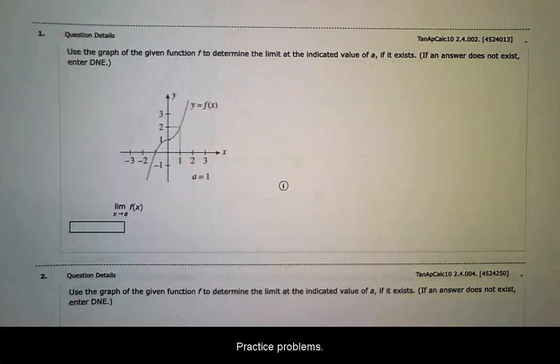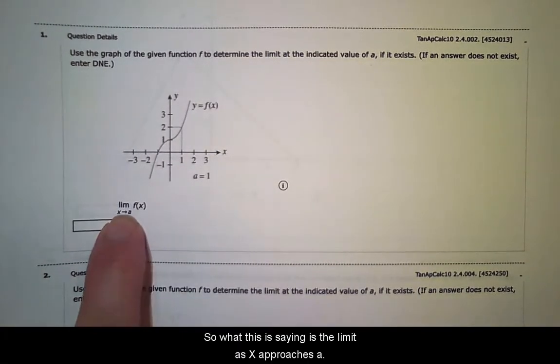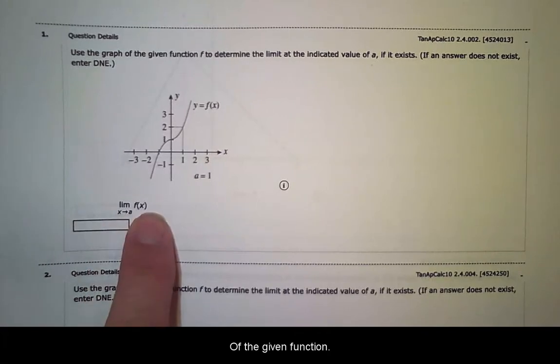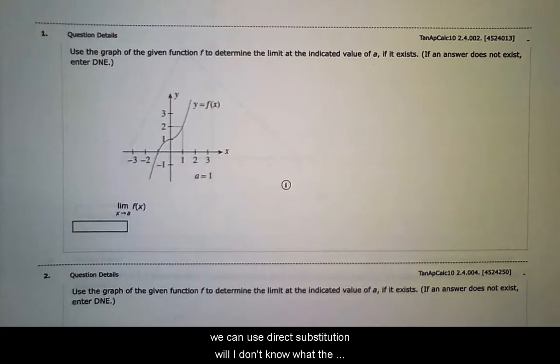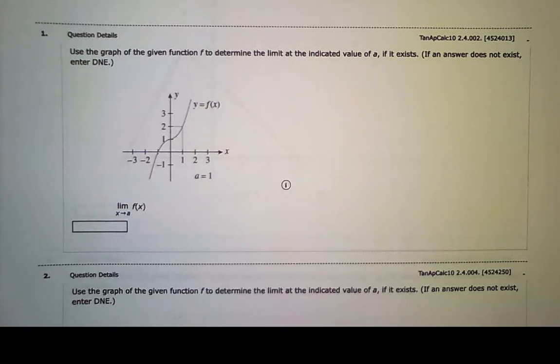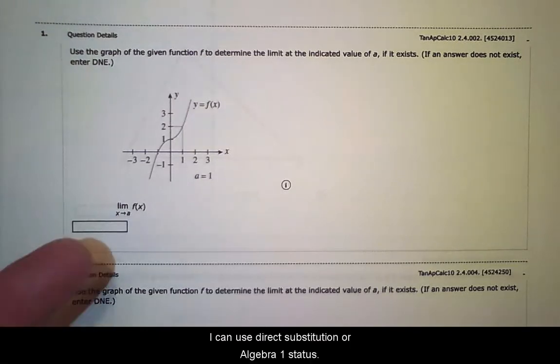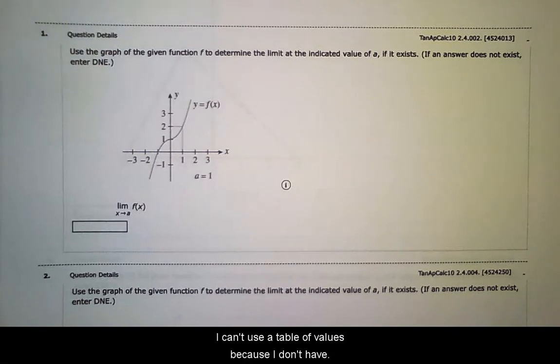All right, so we're going to do some practice problems. And this is similar to what I just did. So what this is saying is the limit as x approaches a of the given function. Okay, so I'm going to use the graph. So what are our options? We can use direct substitution. Well, I don't know what the equation is, so I can't use direct substitution. I can use direct substitution or algebra. Well, I'm stuck. I can't use a table of values because I don't have an equation to use. And so my last option is go ahead and tell me using the graph what's going on.